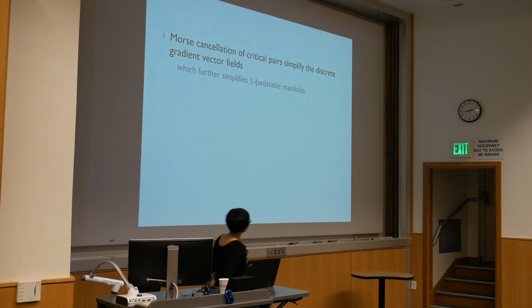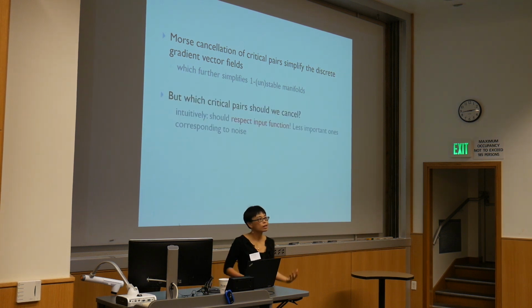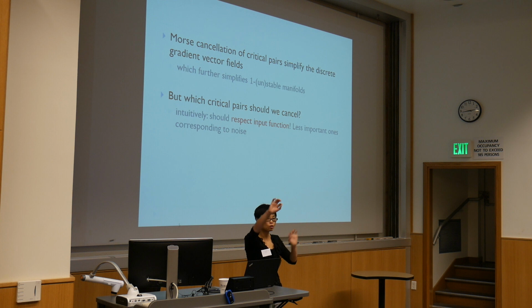Okay? And also, the cancellation I just described says that any pair of critical simplices, as long as there's a unique V-path between them, I can cancel. And there are many, many choices. There's no canonical choice of which one I'm going to cancel. Okay, so in general, how should I do this cancellation?